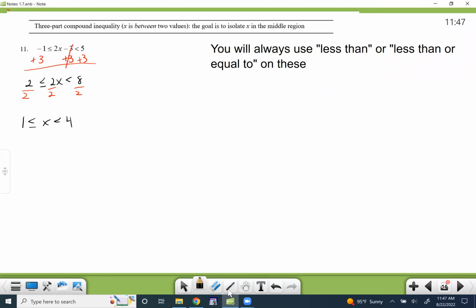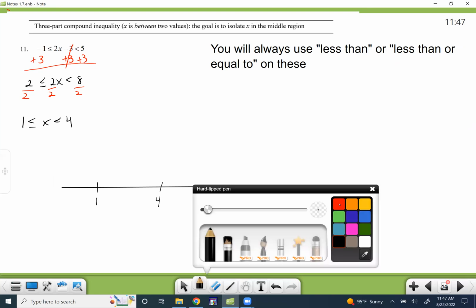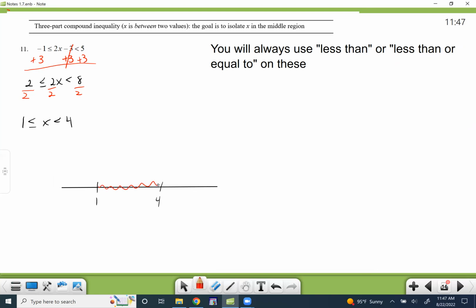Now we already know how the graph goes then. I already told you guys this means numbers between. So if I put a 1 and I put a 4, we know we're going to be shading between. Now, because there's a line underneath on this one, it's a square bracket, and there's no line underneath on this one, so it's a parentheses. So that would be our graph, okay? For our set builder and our interval, let's go ahead and write those out.